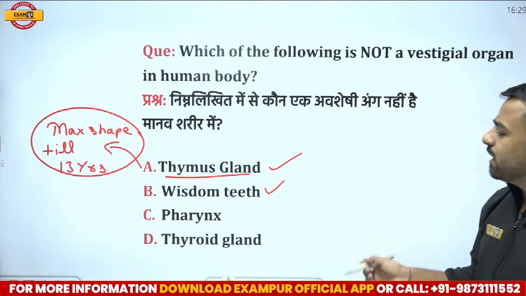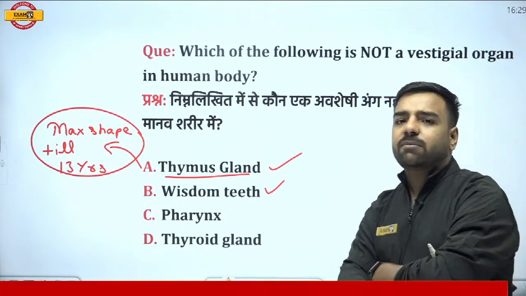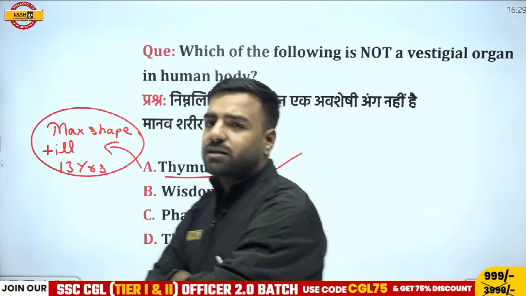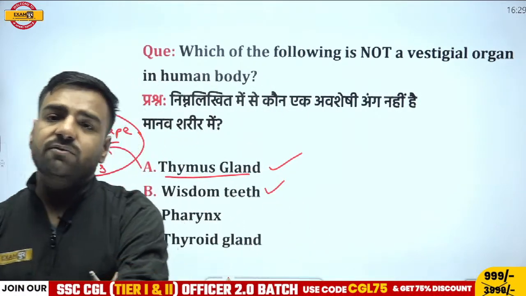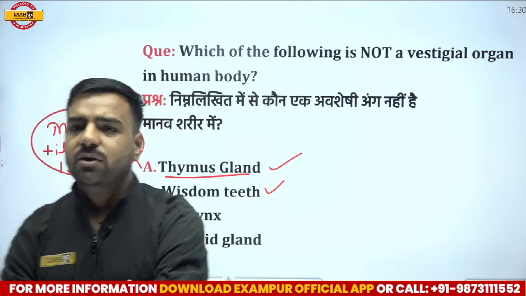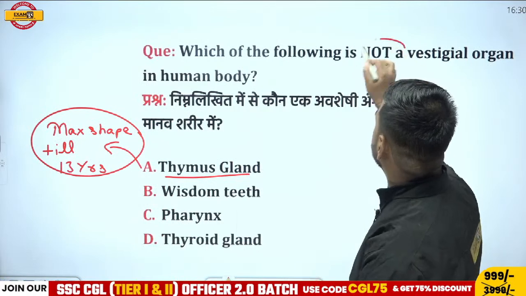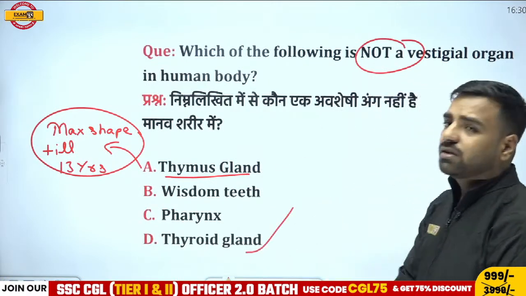In the similar manner, if I talk about the pharynx also. But the main thing is that if I talk about thyroid, it is very, very important. We just discussed it. Iodine is very important. From where we get what? Thyroxine hormone, right? So yes, thyroid is very important, and that's why the answer to the question asked, which is not a vestigial organ, is thyroid. It is an important one.